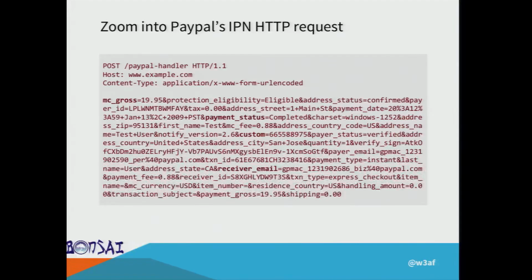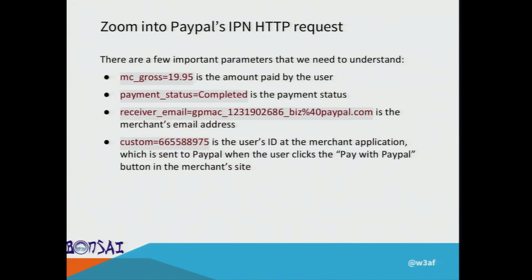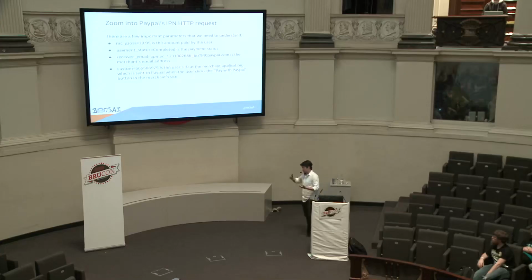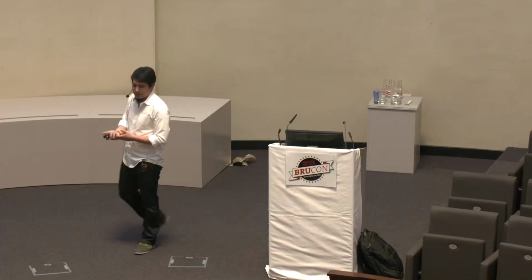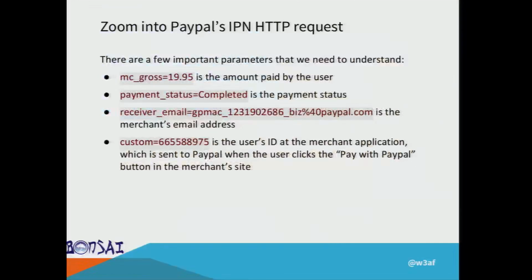This HTTP request that goes from PayPal to the merchant looks like this. It has a lot of parameters. The ones that we are going to care about are these 4 parameters. We have the gross amount, which is the amount that the user paid in PayPal. We have the payment status. Basically, it means that the payment was successfully made by the user and the charges were made to the credit card or not. Like completed means yes, and incomplete or unsuccessful means no. Then we have the receiver email address, this, and custom.